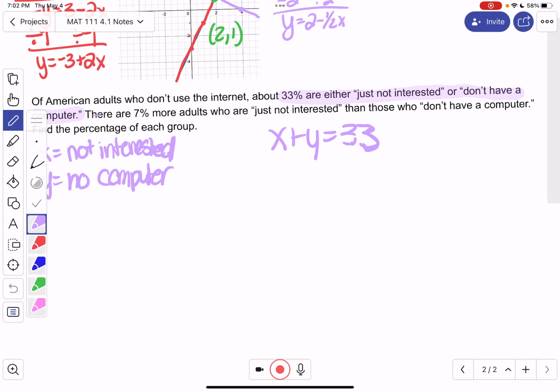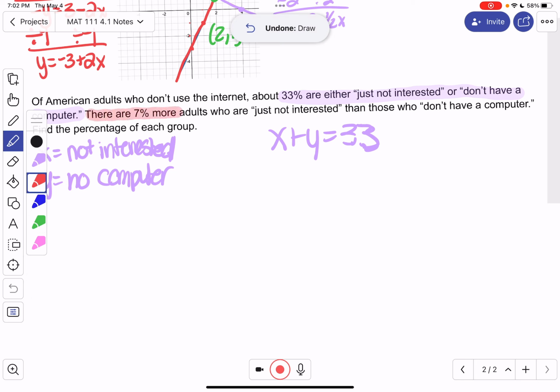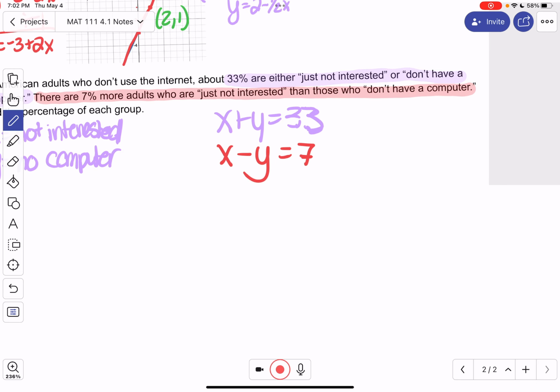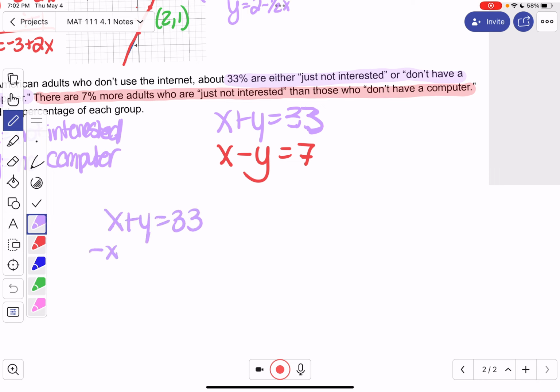The next sentence, there are 7% more adults who are just not interested than those who don't have a computer. So if we were to subtract those, there's more just not interested. So if we did x minus y, we would get 7, meaning x has 7 more than y. Now we have our equations. We can use the calculator to graph them and find an intersection. So the first one, x plus y equals 33. If I subtract x from both sides, I get y equals 33 minus x.